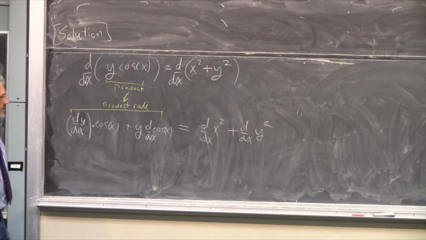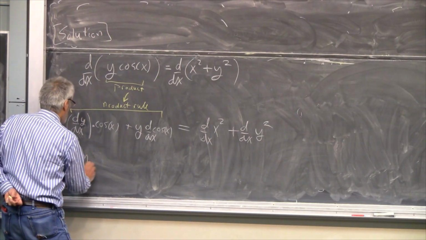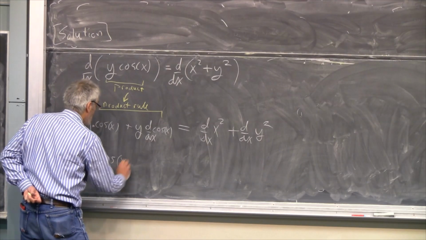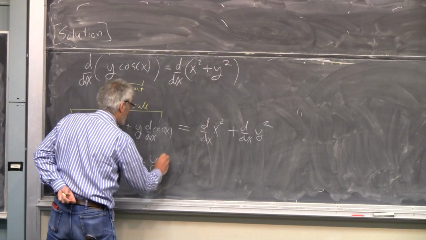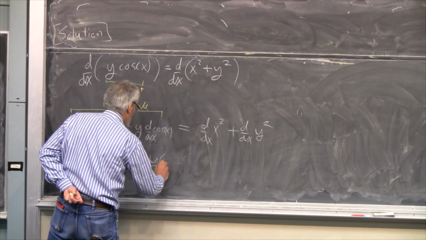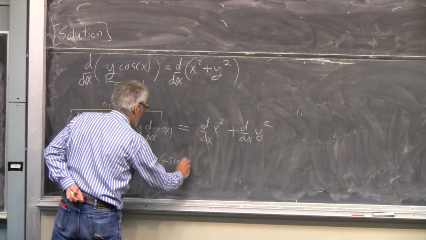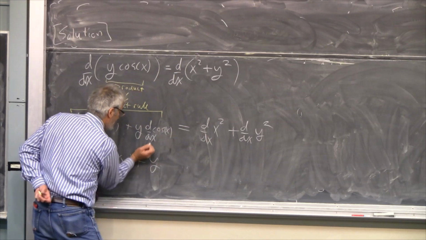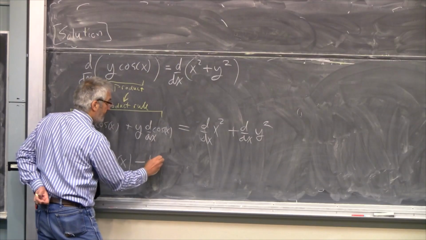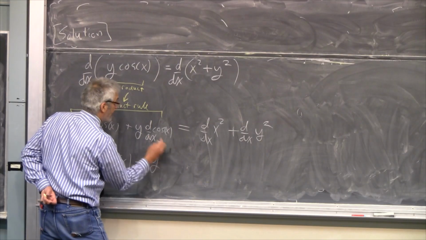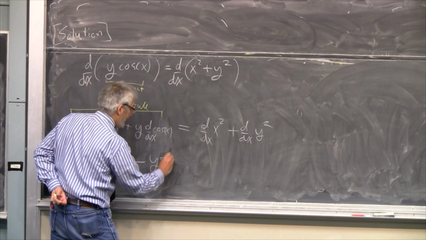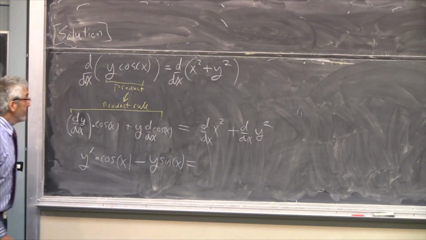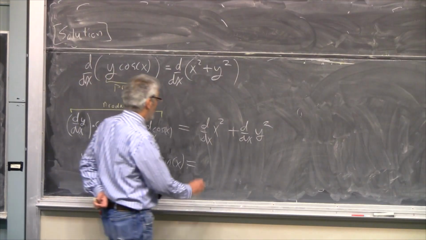Now the left side's pretty simple. It's just y prime times cos x plus y times minus sine x. I'm going to go ahead and put the minus sign out front. I think you are familiar enough with the derivative of cosine. The derivative of cosine is minus sine, and so that minus ends up in front. And over here, the derivative of x squared is 2x.